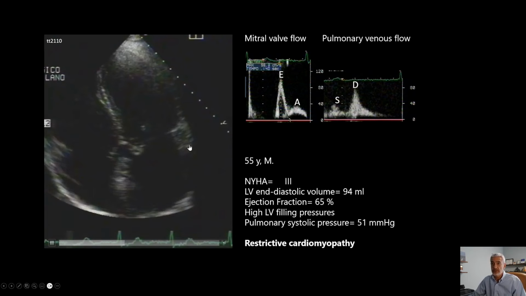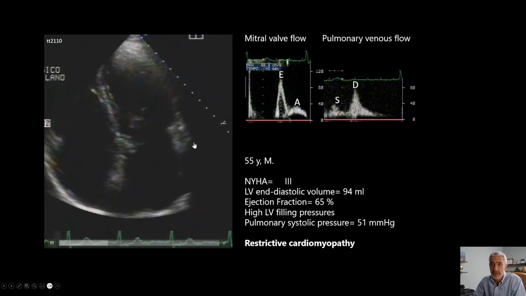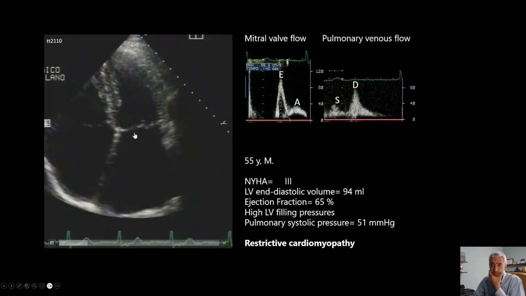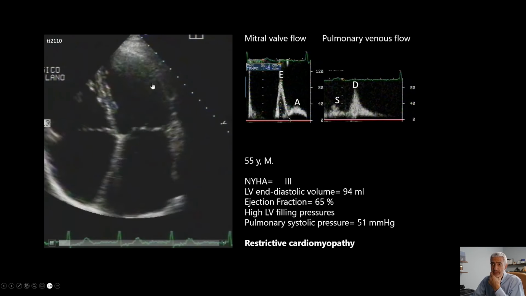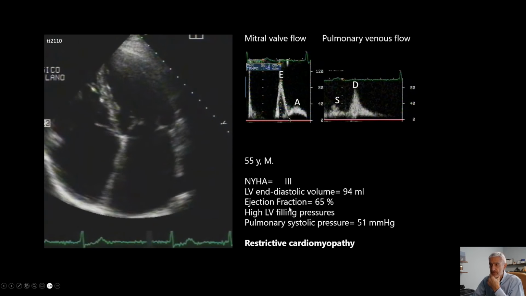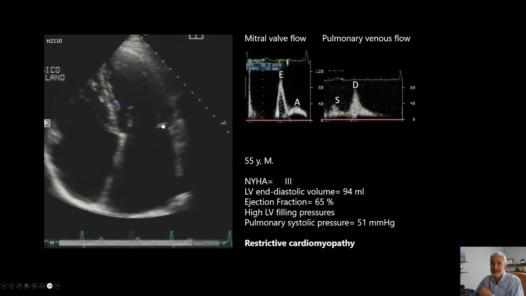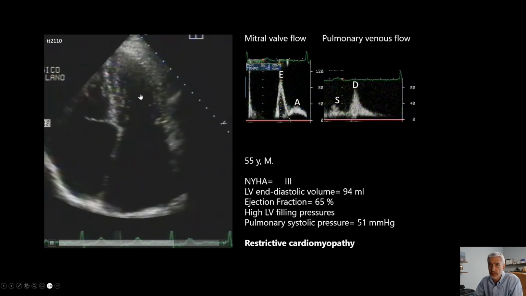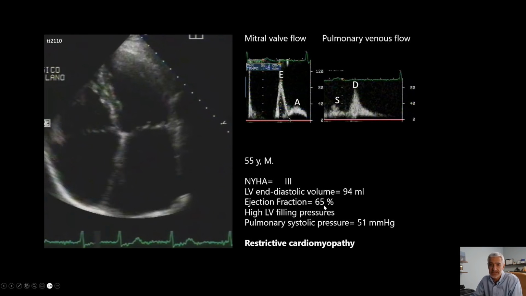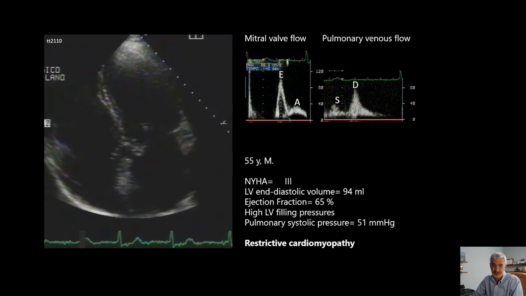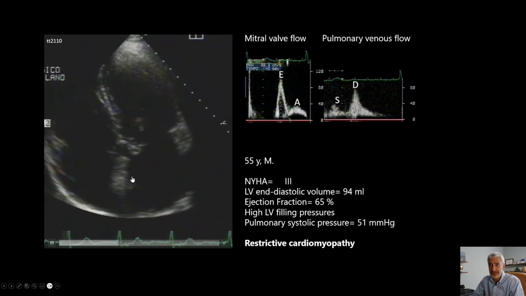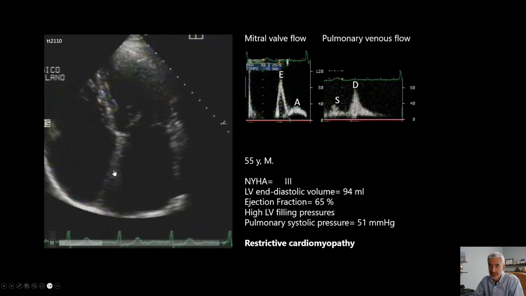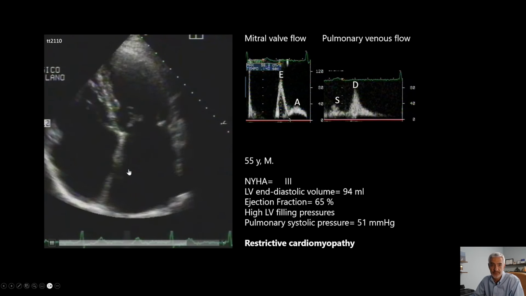Okay, let me go here. On the left, we have a 4-chamber view with a normal left ventricle, a normal volume, it's 94 milliliters, normal ejection fraction and wall motion, ejection fraction is 65%. We have also severe dilatation of both atria, as you see here.